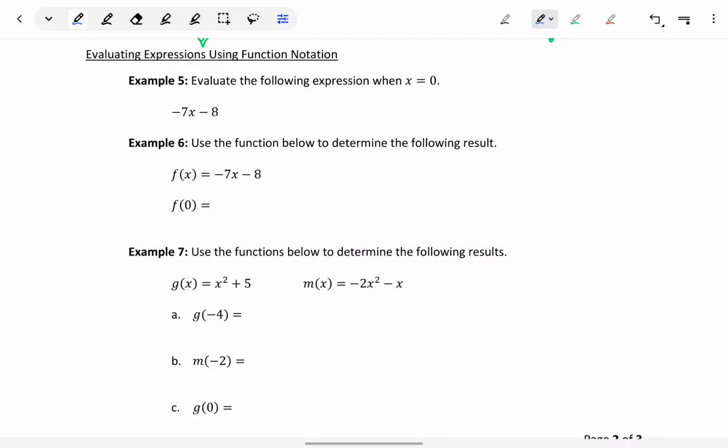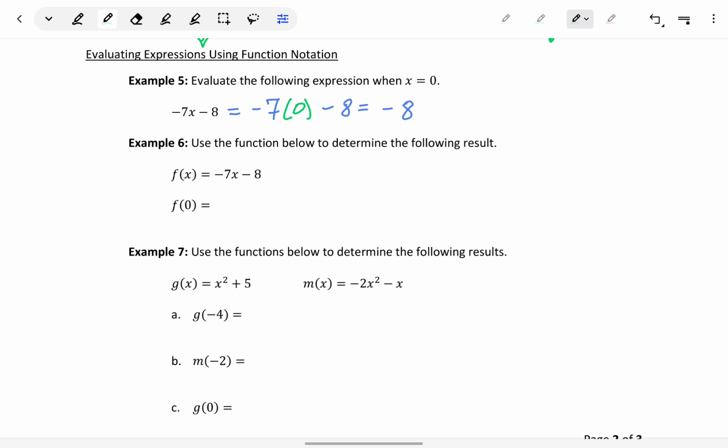In example 5, we're asked to evaluate a given expression for x equals 0. We've done that before, and what this means is that we would take this expression, plug in 0 everywhere that an x occurs, and then use order of operations to simplify that expression down to a single number. In this case, we would end up with 0 minus 8, or negative 8.